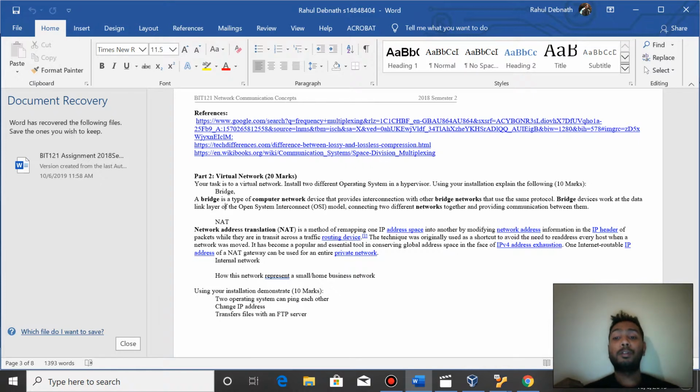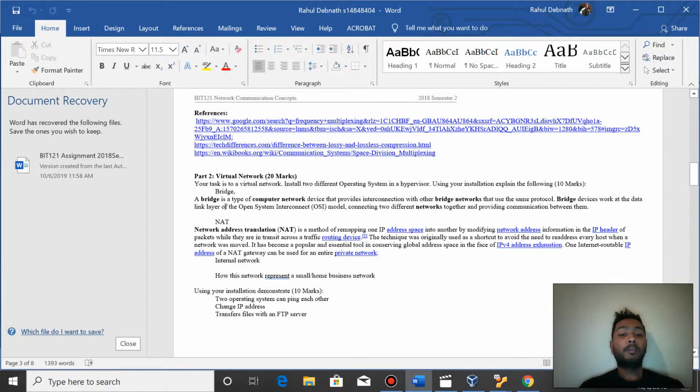The technique was originally used as a shortcut to avoid the need to readdress every host when a network was moved. So you don't have to change the IP address all the time. It became a popular and essential tool, and this has been used for a long time. So this network between two softwares, which is the operating system, can represent an operating system in a business or a home environment where there could be two different laptops or computers in a PC.